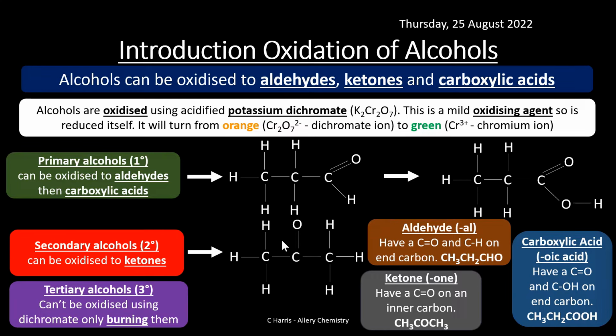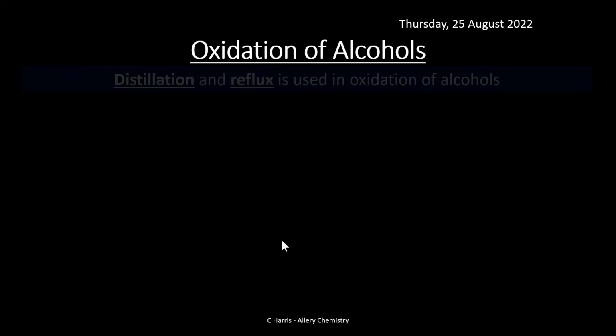Tertiary alcohols can't be oxidized at all using potassium dichromate. They can be oxidized through burning, so you can burn them if you want, but for the purposes of this, we're just going to be looking at carbonyl groups.